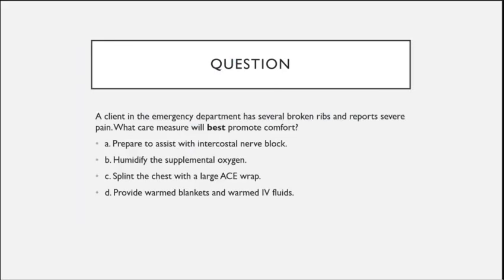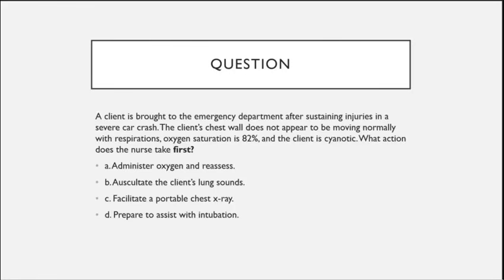Some questions. A client in the ED has several broken ribs and reports severe pain. What care measures will best promote comfort? Is it giving them a nerve block, humidifying supplemental oxygen, giving them an ACE wrap around their chest to splint them, or providing them warm blankets and warm IV fluids? So several broken ribs. The answer is a nerve block to help with the pain so that they continue to breathe. Yes, we probably are going to splint the chest, but the nerve block would be the best.